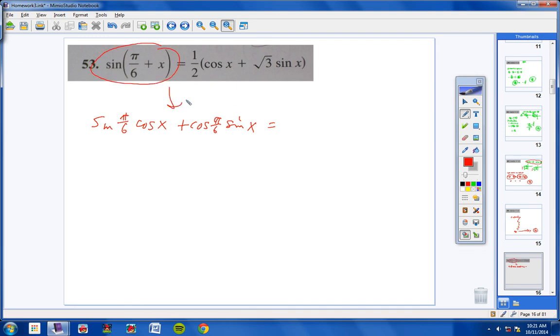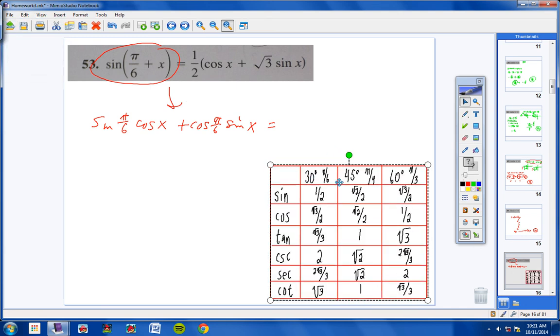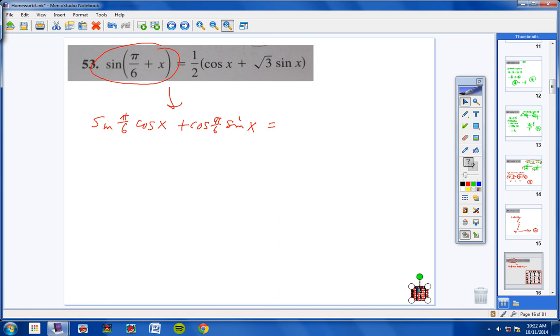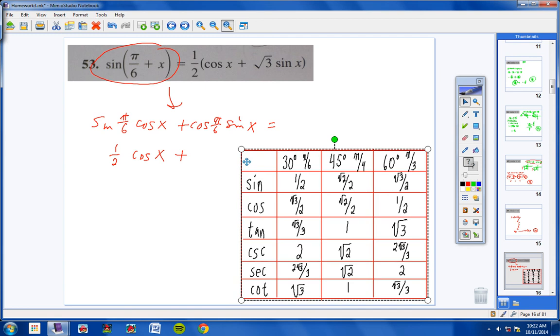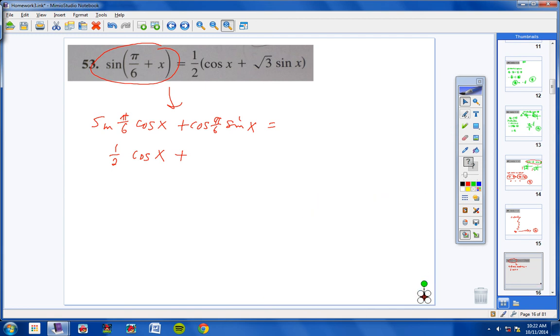Now, sine of pi over 6, take a look at it here. Sine of pi over 6 is 1/2. So I'm going to put 1/2 cosine x plus, now the cosine of pi over 6 would be square root of 3 over 2. There. Now I'm doing pretty good.